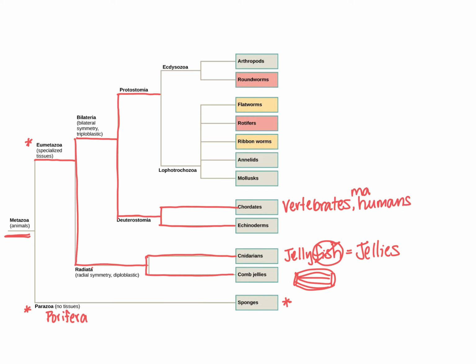So really mammals, reptiles, birds, amphibians, etc. Echinoderms are going to be things like sea stars, which you've maybe heard referred to as starfish, but they're not actually fish. So the more appropriate name for them is sea stars. It also includes things like sea urchins.